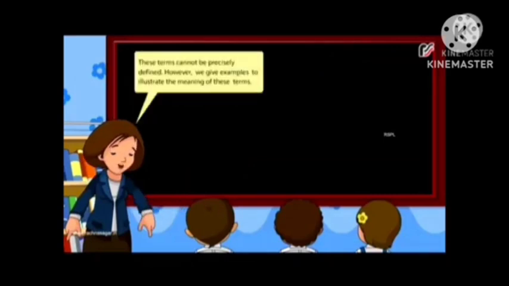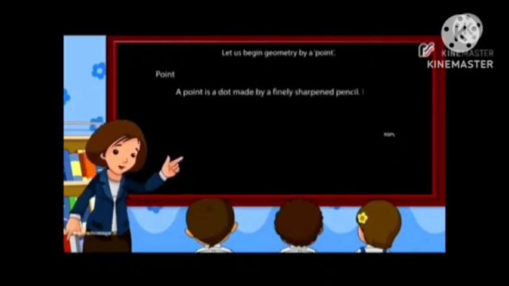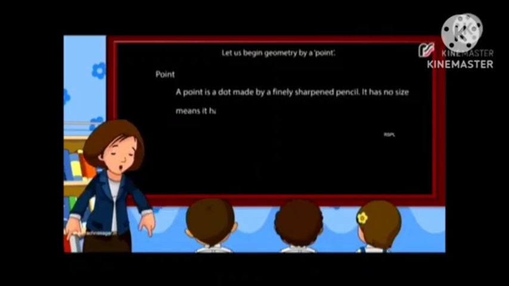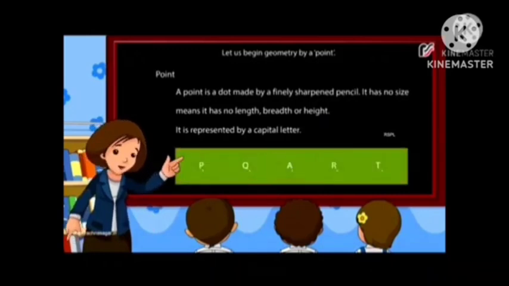Geometry. Geometrical terms, namely point, line, line segment, plane, etc., form the foundation of geometry. These terms cannot be precisely defined. However, we give examples to illustrate the meaning of these terms. Let us begin geometry with a point. Point. A point is a dot made by a finely sharpened pencil. It has no size, meaning it has no length, breadth, or height. It is represented by a capital letter. Point P, point Q, point A, point R, point T.